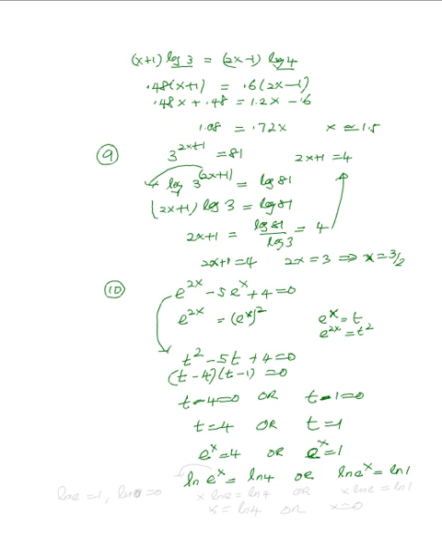Now, as we said before, we can always bring these exponents out as coefficients, so we will have x times ln of e equals ln of 4, or x times ln of e equals ln of 1. Now, ln of e is equal to 1, and ln of 1 equals 0. If you use those properties, I will have x equals either ln of 4 or x equals 0.